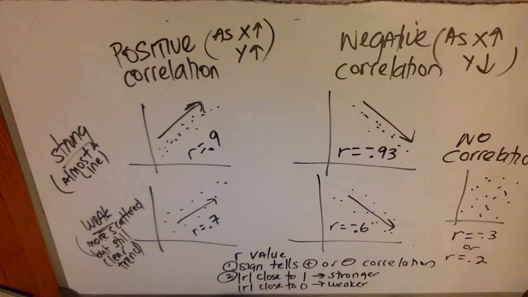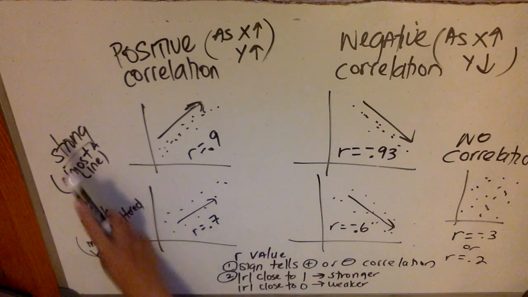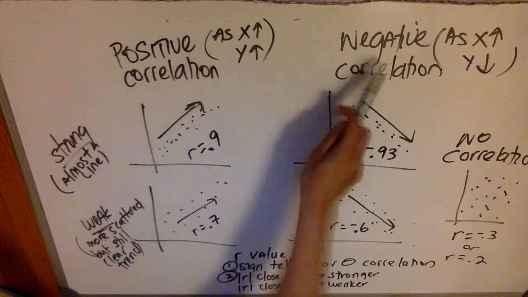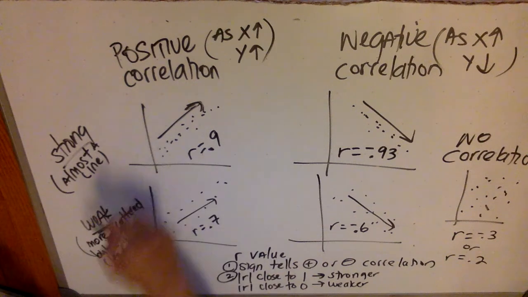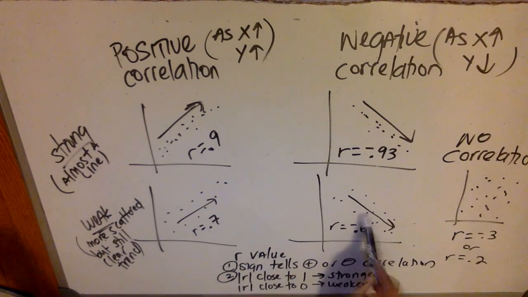If you're asked to describe the correlation of something, it really boils down to five possible answers: strong positive correlation, strong negative correlation, weak positive correlation, weak negative correlation, or no correlation at all. And if you can see no pattern at all, it's pretty much always no correlation.